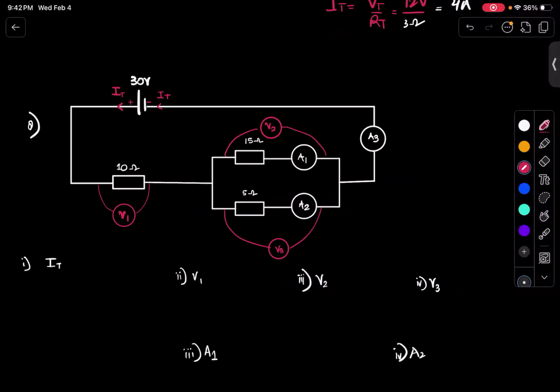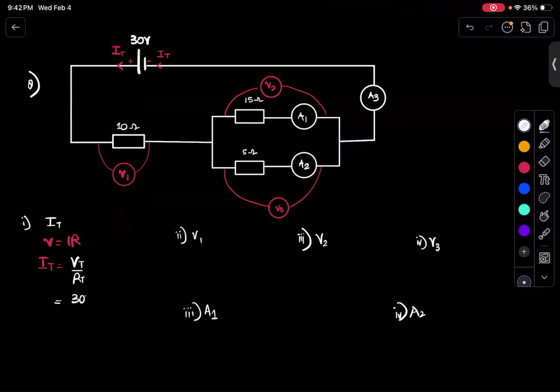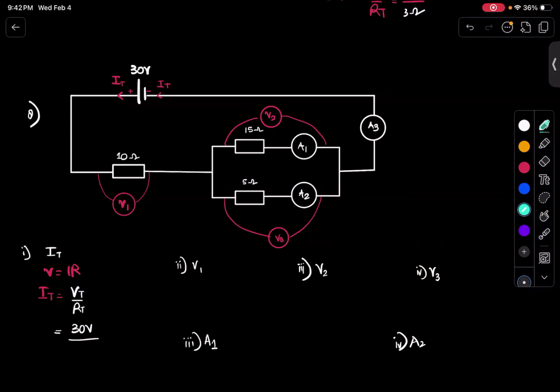For IT, just use Ohm's law, V equals IR. If you want to calculate total current, you need to have everything total as well. So IT equals VT over RT. Total voltage is 30 volts. And what is the total resistance? That's the tough part. Total resistance is just 10 plus 15 plus 5. No, it's not. RT is equal to 10 plus the combined resistance of this.